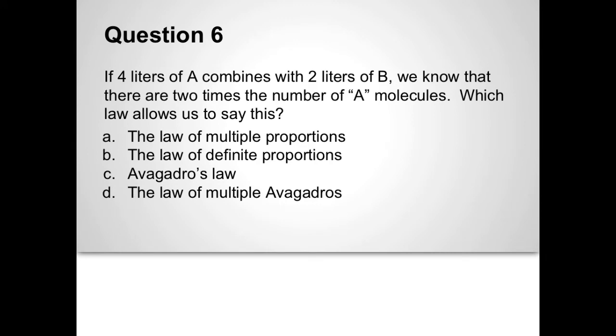If 4 liters of A combines with 2 liters of B, we know that there are 2 times the number of A molecules. And how do we know that? We know that because of Avogadro's law, which says that if you have equal volumes of gas at equal temperature and pressure, then you have an equal number of particles or molecules in both containers. So since we have twice as much A as B in terms of volume, and assuming that we have the same temperature and pressure, that means there are twice as many molecules or particles of A in that container as there are in the one for B.